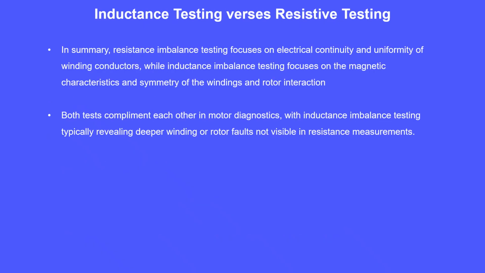Inductance imbalance and resistance imbalance testing seem similar, so what are the differences? Resistance imbalance testing focuses on electrical continuity and uniformity of winding conductors, while inductance imbalance testing focuses on the magnetic characteristics and symmetry of the windings and rotor interaction. Both tests complement each other in motor diagnostics, with inductance imbalance testing typically revealing deeper winding or rotor faults not visible with resistance measurements.